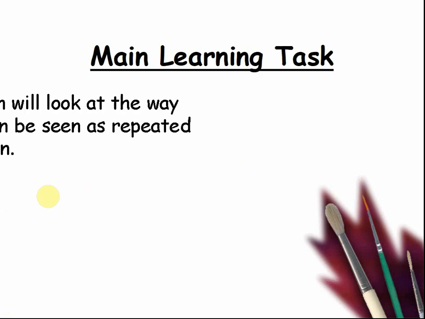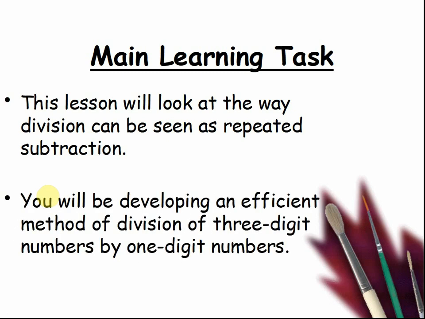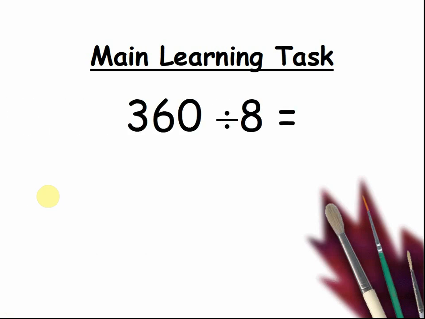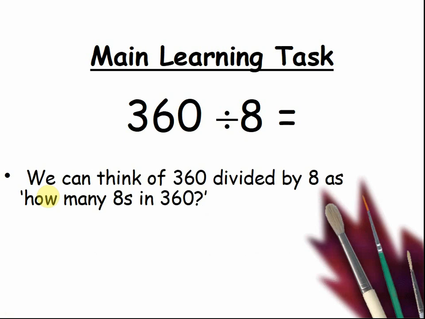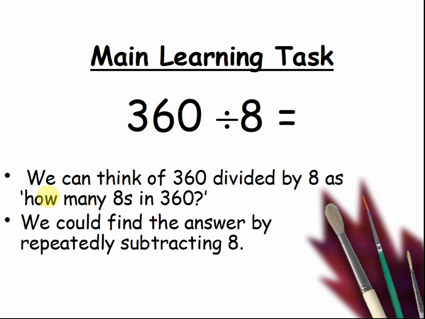Main learning task. This lesson will look at the way division can be seen as repeated subtraction. You will be developing an efficient method of division of 3-digit numbers by 1-digit numbers. 360 divided by 8 equals what? We can think of 360 divided by 8 as how many 8s in 360? We could find the answer by repeatedly subtracting 8.